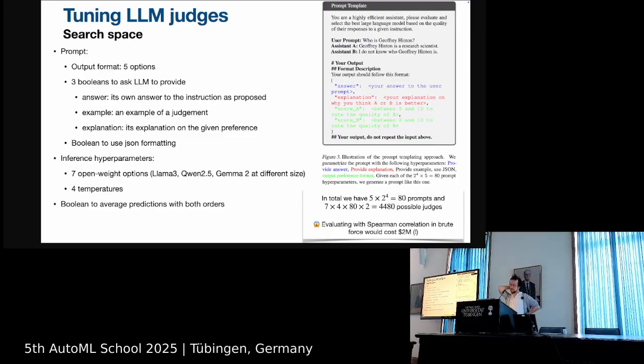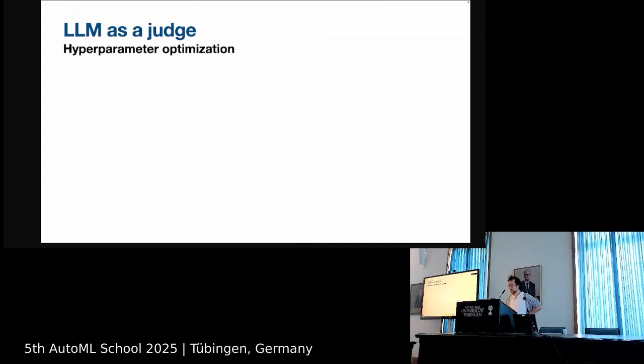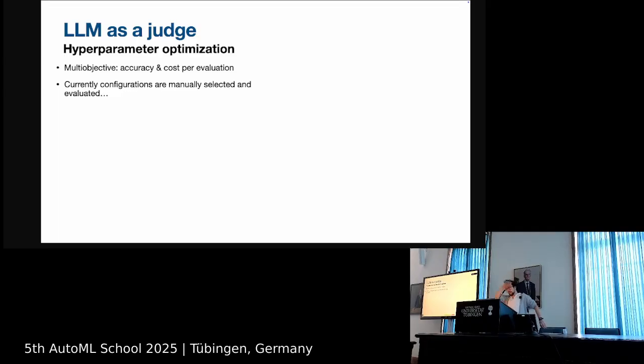about 4,500 possible judges. And if we brute force this, evaluating the way it was evaluated before, that would cost $2 million. So we want to reduce this cost. To reduce it, we are going to do two things. One is that we're going to do multi-objective, because we have accuracy and cost that we want to optimize. And we're going to do multi-fidelity as well.